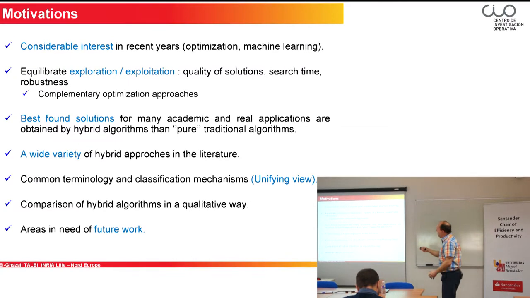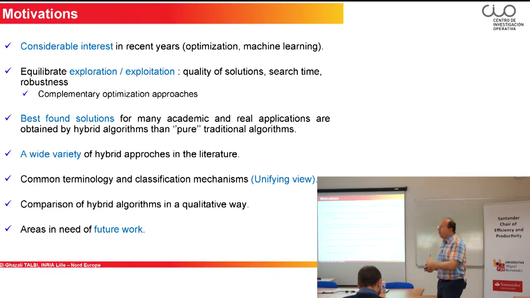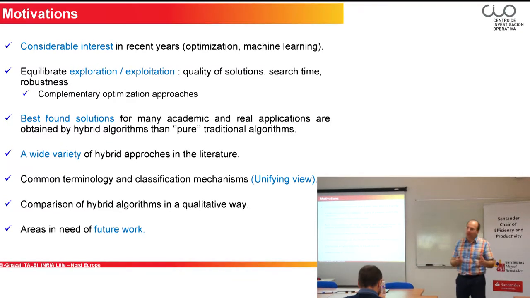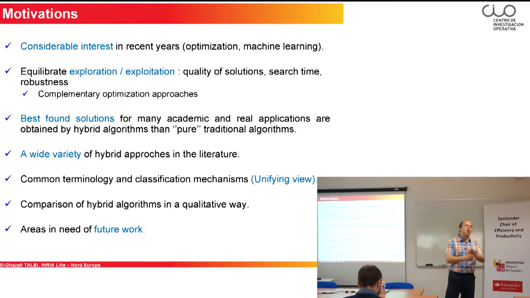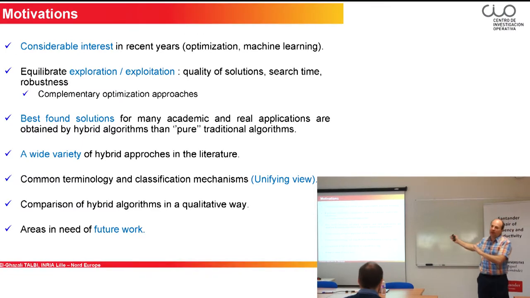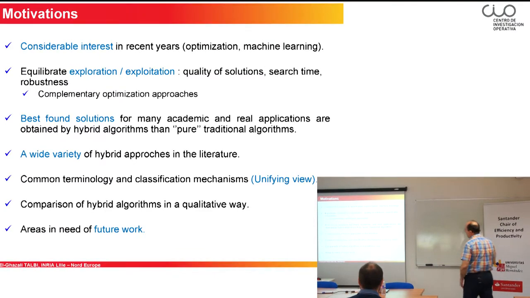And one motivation, of course, is that if you give me any problem in the optimization community or machine learning, you will find that the best algorithms are always hybrid algorithms, at least combining metaheuristics with metaheuristics or combining metaheuristics with mathematical programming. And in the future it will be much more. I'm sure that in the future all best known algorithms will combine ideas from those different cultures, for sure. So this is why for me it's important to talk about this.